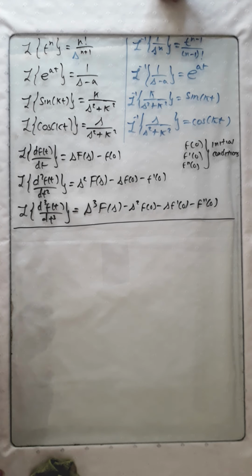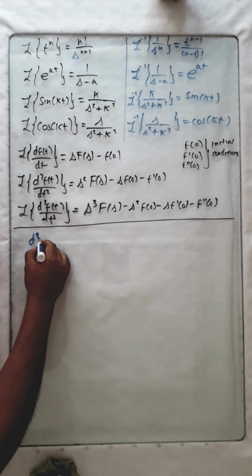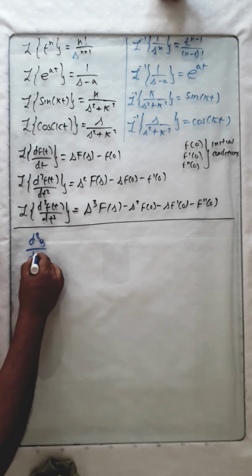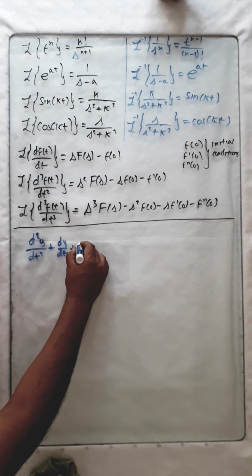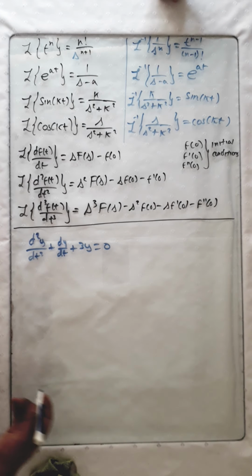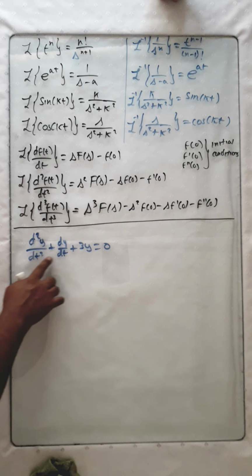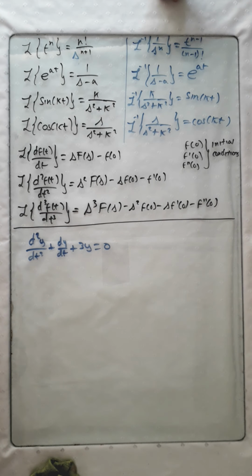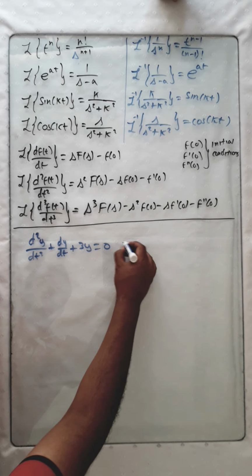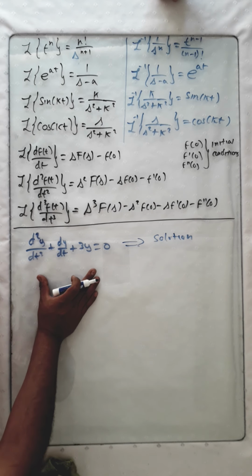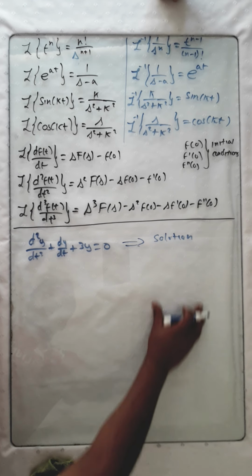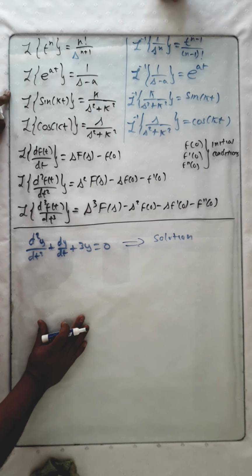Well, this is the process that we are going to use. Imagine that you have this differential equation, second derivative of y with respect to t squared plus derivative of y with respect to the time plus 3y equals 0. So that is the differential equation, second order differential equation with constant coefficients. Now, we want in the end the solution. And we already know how to solve this, but we are going to take another way to solve the same by using the Laplace transform.